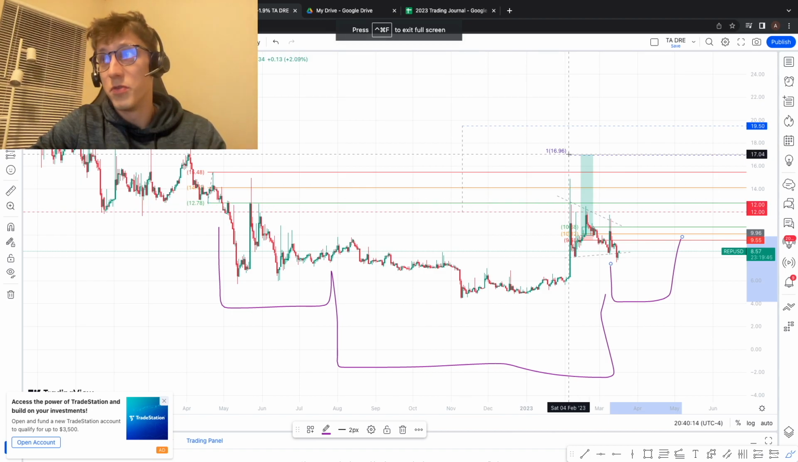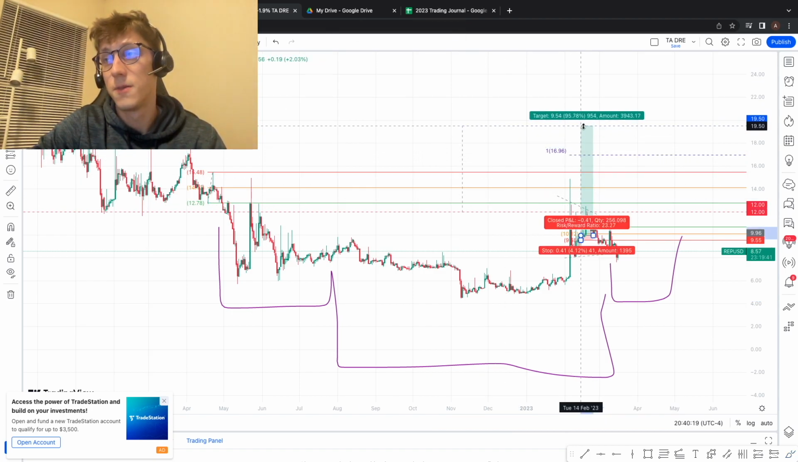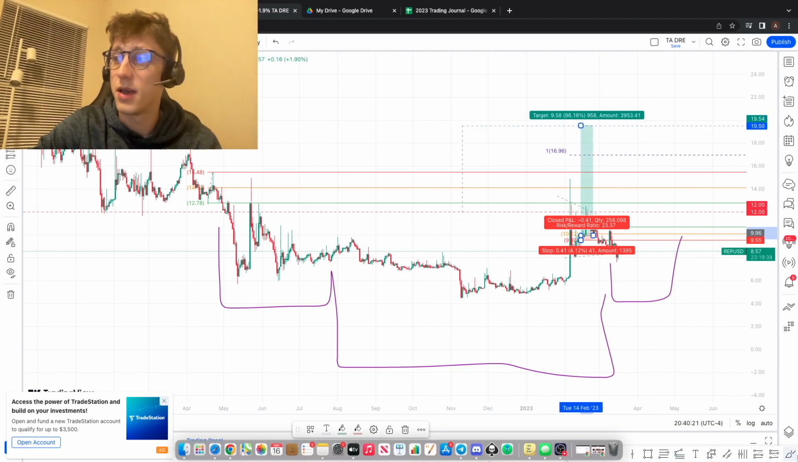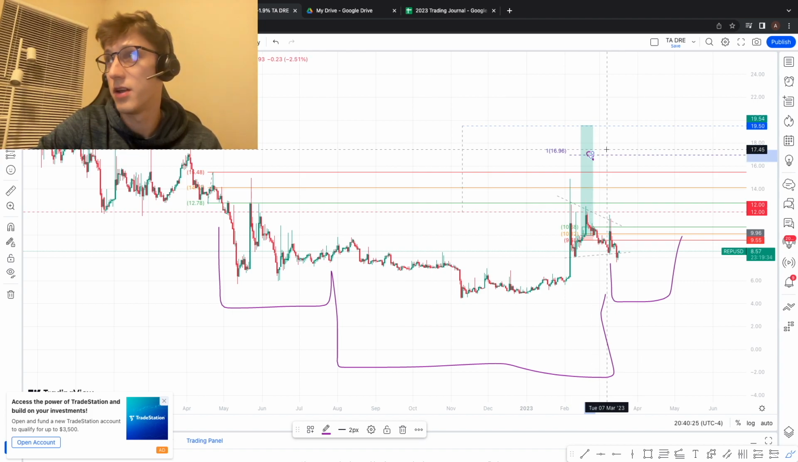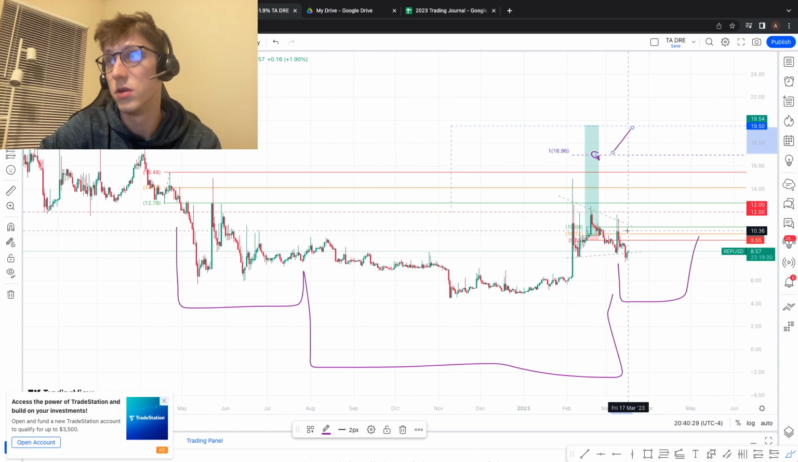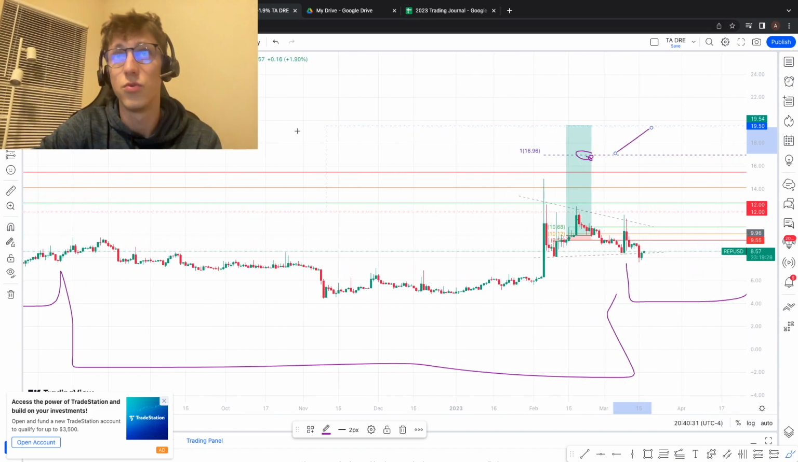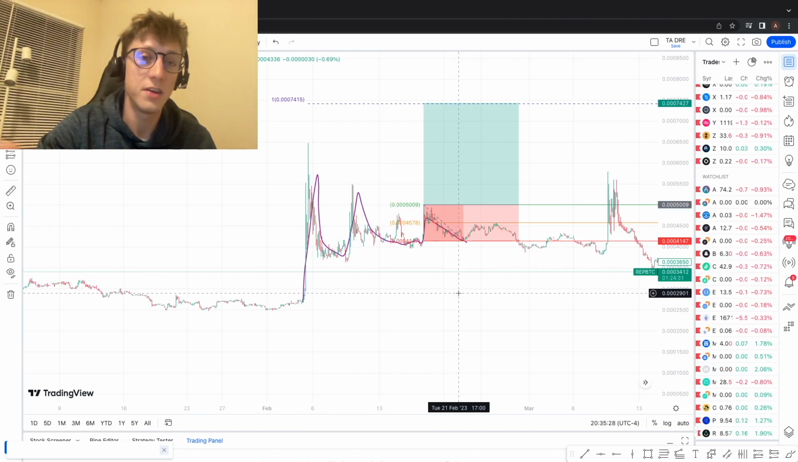So what I was really hoping for, to go back to the risk and reward, I would have taken off 60% of my profits if it reached this level here, and then I would have let 40% ride up until the $19.50 level. But that would take my risk to reward of 23.37. So why didn't this trade work out?